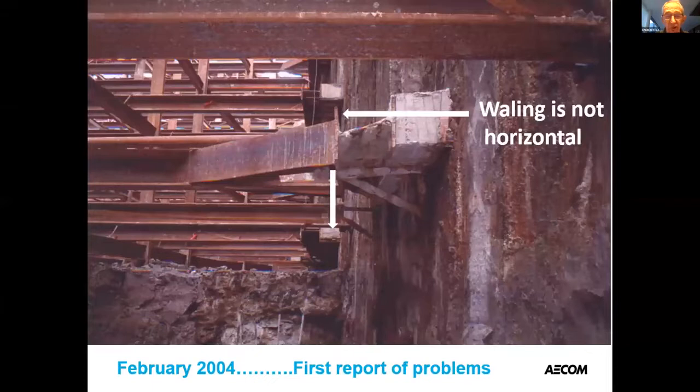The first sign of distress on site that led to the collapse was in February, which was 2 months before the failure. You can see that this horizontal waling should be horizontal, but it's distorted because this part of the strut has actually dropped. And you can see that the capacity of something which is inclined is not going to be the same as the capacity of something which is horizontal and straight. Well, that was the first sign of an event.